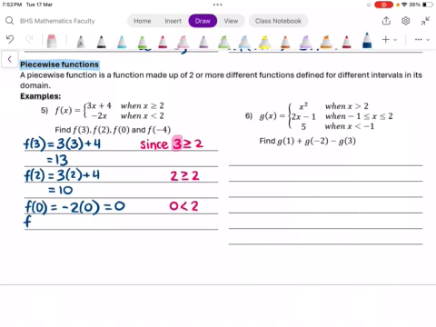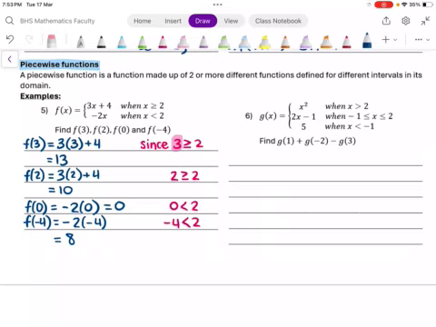And then we have f of negative 4. Well, we need to look. Our negative 4 is less than 2, so we want to use that bottom function. So f of negative 4 is negative 2 lots of negative 4, which is equal to positive 8.